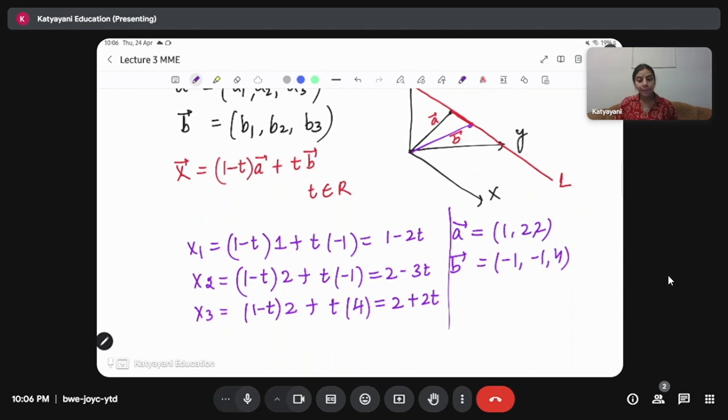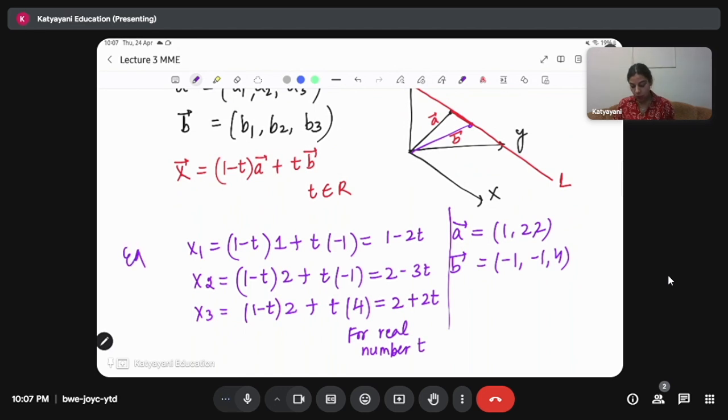So this is what I get, right? This is the equation of the line. So when in the paper, in the question, they ask you to find out the equation of the line, this is how you will state it. The equation of the line is when x1 takes a value 1 minus 2t, x2 takes a value 2 minus 3t, and x3 takes a value 2 plus 2t for any real number t. This is what you will specify.